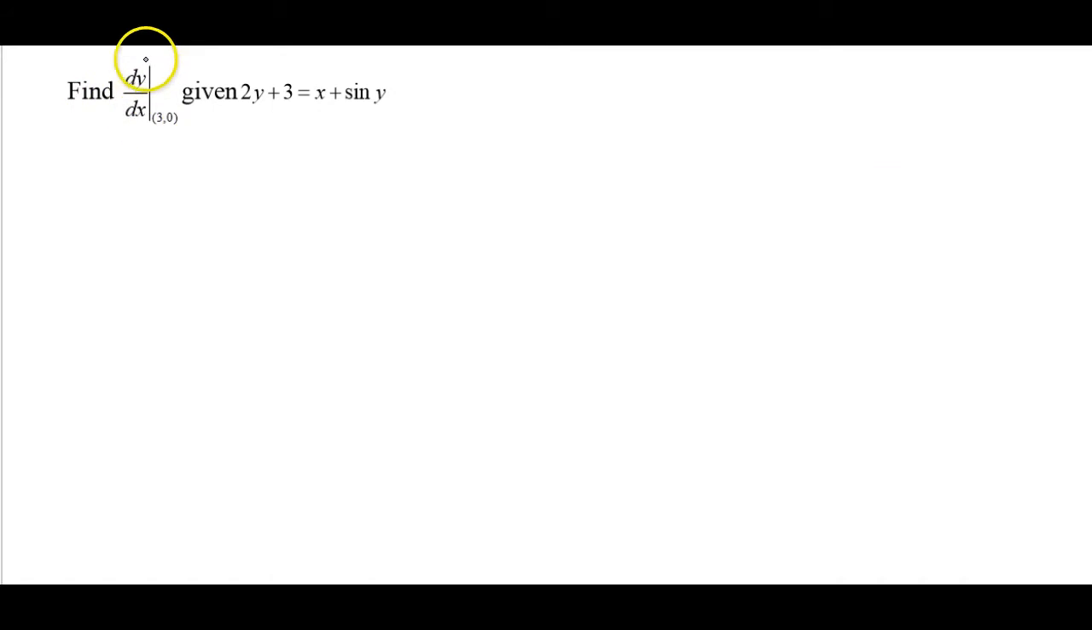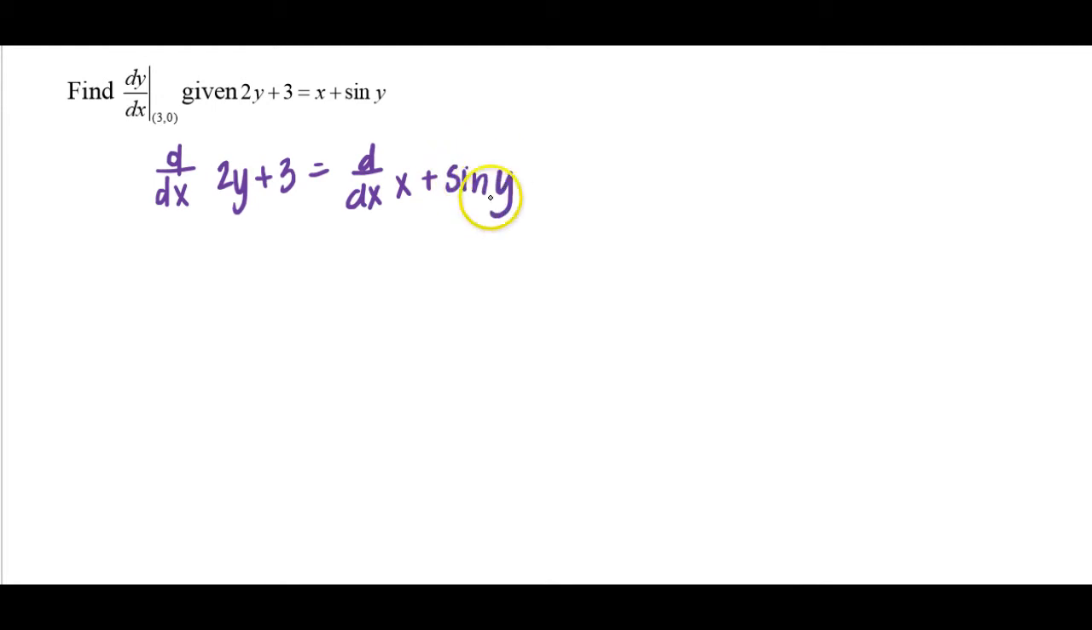Alright, now I want to find dy/dx at the value (3, 0), given 2y plus 3 equals x plus sine y. So here, I definitely cannot isolate the variable y, so I need to do implicit differentiation, take the derivative with respect to the variable x on both sides. So d/dx of 2y plus 3 and d/dx of x plus sine y. And we're going to have an extra piece here. Once we find the derivative, we're going to set the x value to 3 and the y value to 0 to get out a numerical answer for dy/dx. So we're finding the slope of a tangent line at a particular point now.